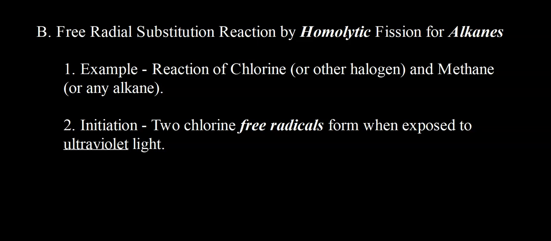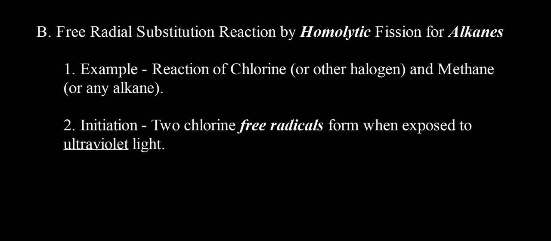So let's take a look at an example reaction of chlorine gas, and again, it could be any other halogen, fluorine, bromine, or iodine, and methane. Again, it could be any other alkane, but we'll start off simple, thus limiting the products, because if we have a more complex hydrocarbon undergoing this reaction, say ethane or propane or butane, then we're going to get many, many possible products. So we'll just keep it simple for now. All right, so the first step, as the name implies, is called initiation.